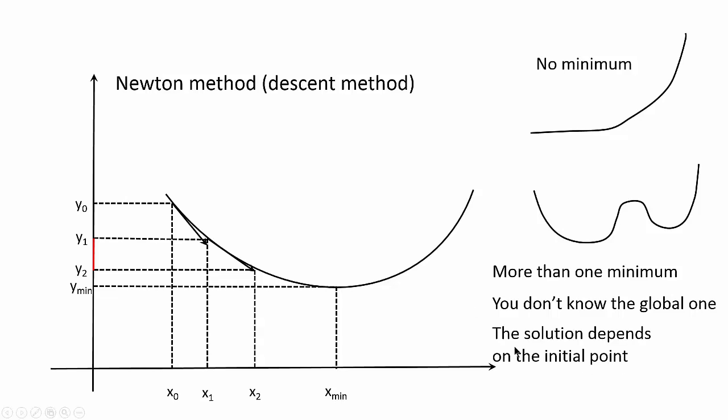And finally, the solution depends on the initial point. Remember that we started here from the remark that the software needs the initial point to start successive approximations. And here, if I start here from this point, for example, I will end up at the right minimum. If I start at this point, I will end up at the left minimum.